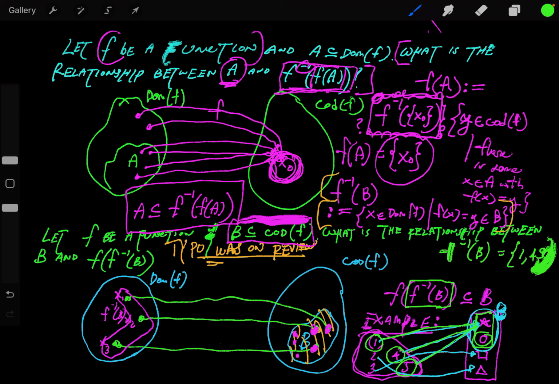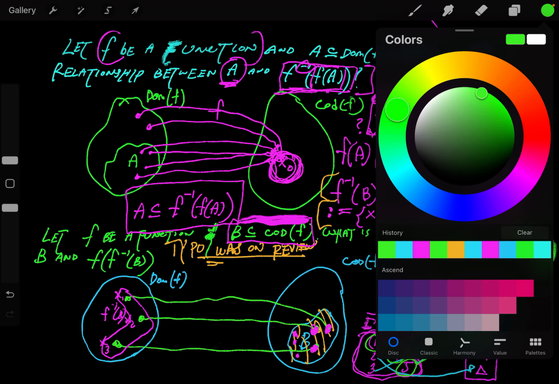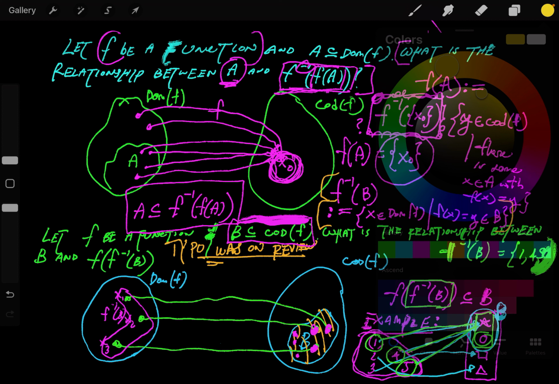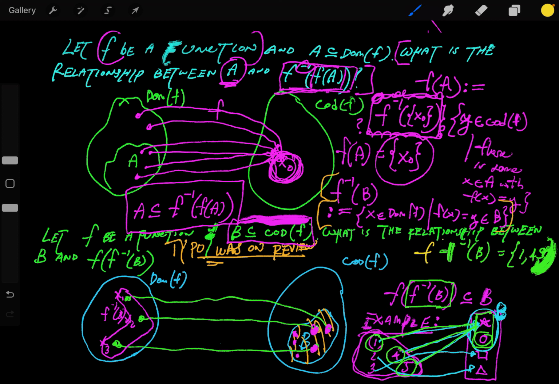Nothing hits circle. And then the image of this set is going to be everything that this goes back to, which is just star. That's not all of B. This now equals just the set star. And that's not all of B. This is a subset of the original B that I chose as these 2 elements.